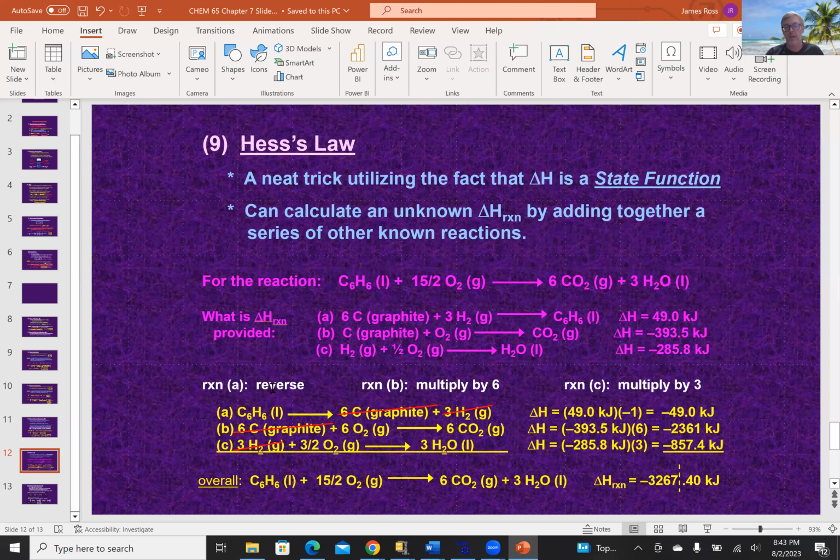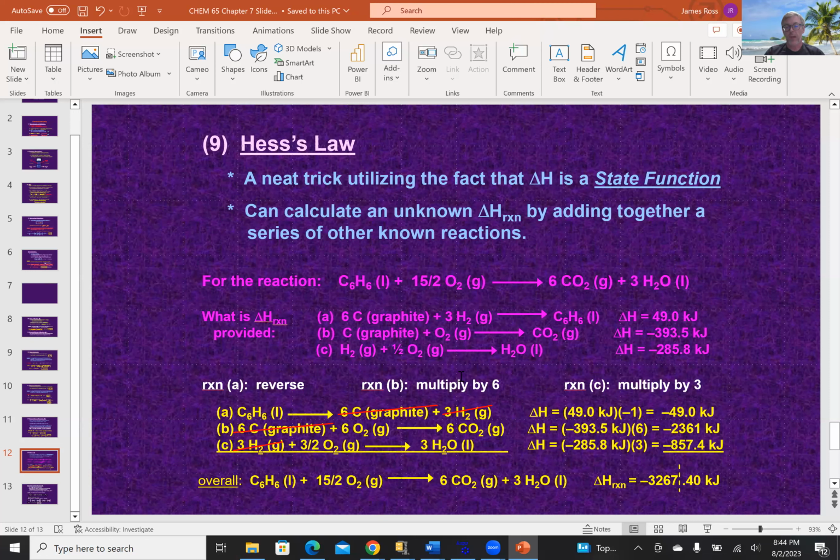So I literally take reaction A and I write it backwards. When I write it backwards, I also change the sign of the enthalpy for that reaction. Initially it was positive 49 kilojoules. If I reverse it, it now becomes negative 49 kilojoules. All right, so that's why we reverse A.